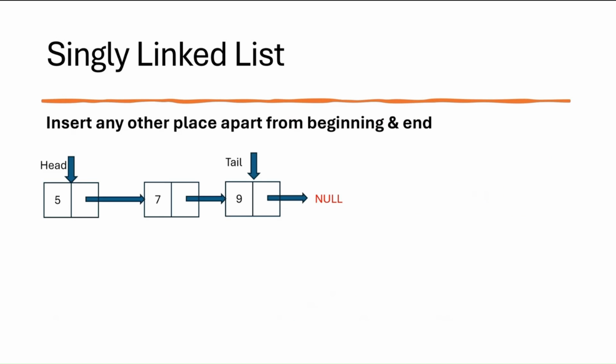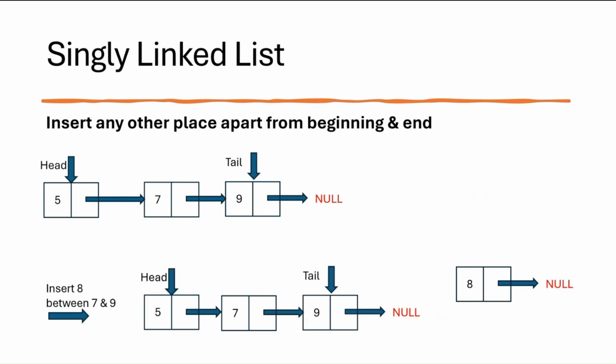Now, insert at any other place apart from the beginning and end. If this is our linked list and we want to insert 8 between 7 and 9, we'll create the node with the data 8, and its next will point to null. Now we want to insert that into this list.